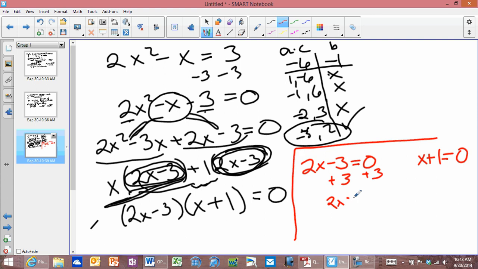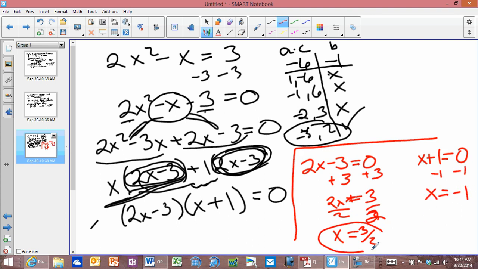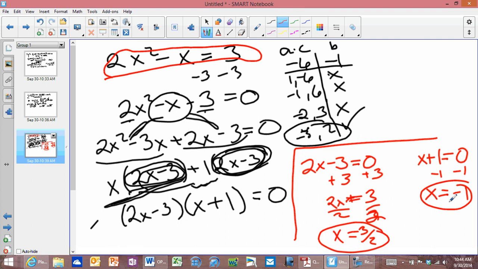So I have 2x equals positive 3. Then I divide by 2, and I have x equals 3 halves. We can just leave it as 3 halves. This one, when I solve it, I just subtract 1, and I get x equals negative 1. That's what I would do if I were asked to solve this equation that they gave us up here. So this is what you'll start with, and this is what you'll end with.